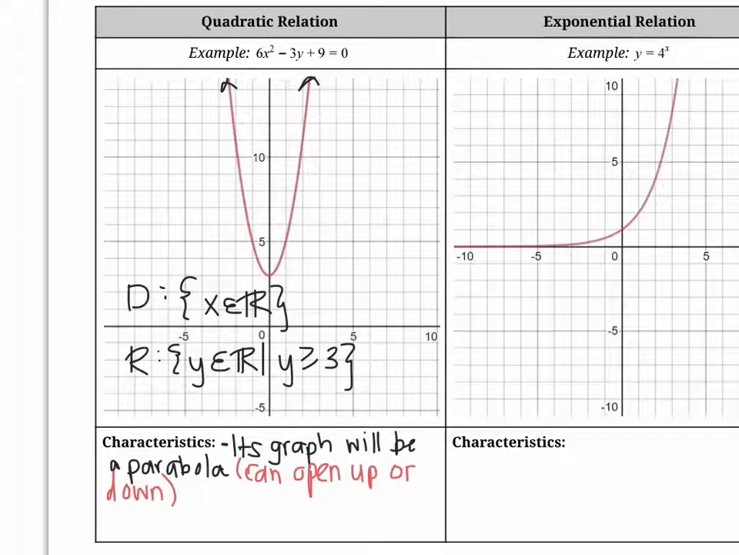So for all parabolas, our domain will be, x can be anything. Our range will slightly differ. It will look like this. We'll start that y is an element of all real numbers, but there will be some restriction on y. If it opens up, then y has to be greater than a certain number. And if it opens down, then y is going to be less than a certain number.